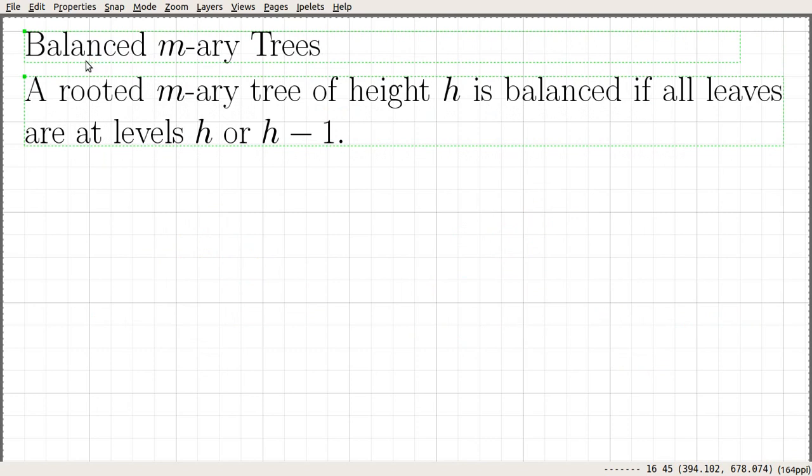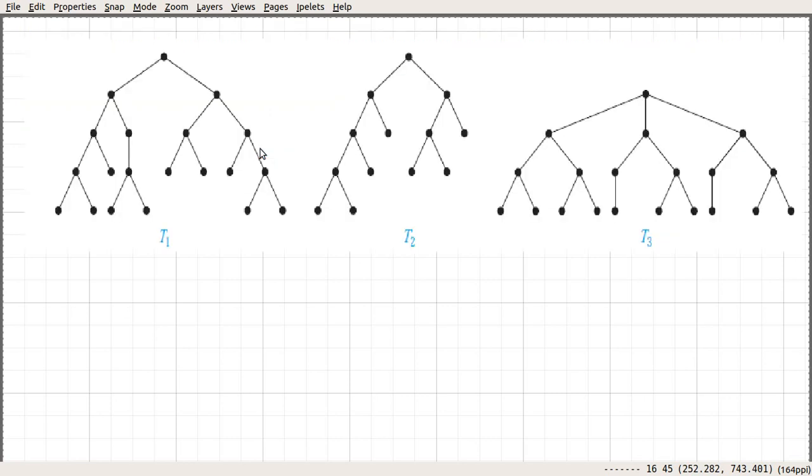Okay, so let's look at what is called a balanced m-ary tree. A rooted m-ary tree of height h is balanced if all the leaves are at levels h or h minus 1. Let's look at some examples. So let's look at T1. If you look into this particular tree, the height of this tree is 1, 2, 3, 4. The height is equal to 4.